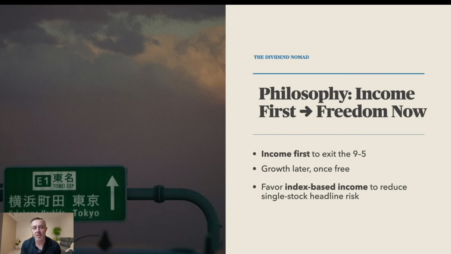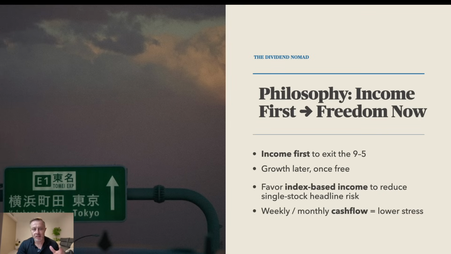But when you're invested in the S&P 500, if Elon Musk goes and tweets some bullcrap and Tesla tanks, the S&P 500 is not going to tank, because there's 499 other companies that are helping you sustain that level, right? They're not just going to fall apart because one person decides to say something stupid. So you don't have that headline risk when you favor an index-based approach, and that's what I do.